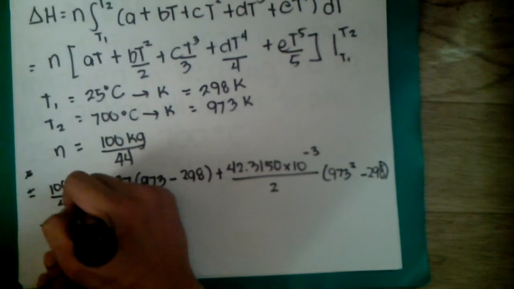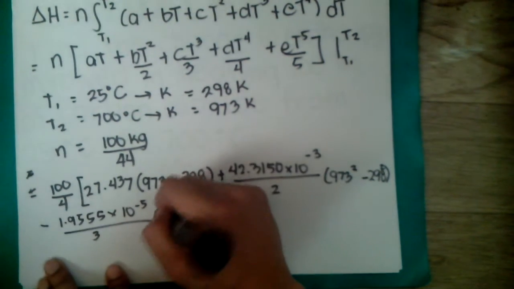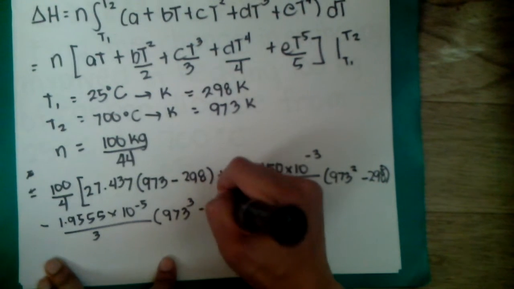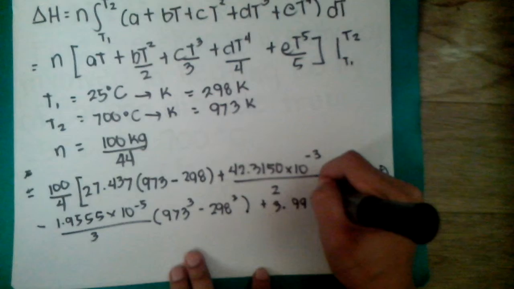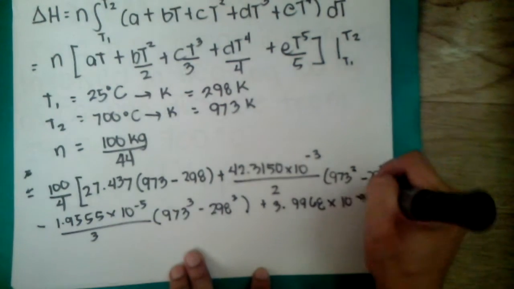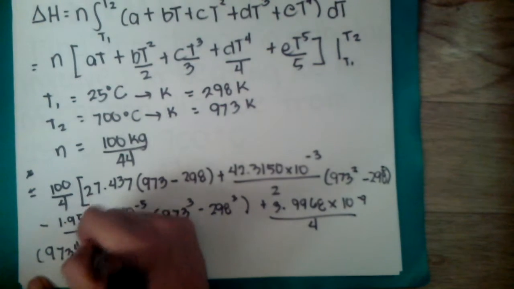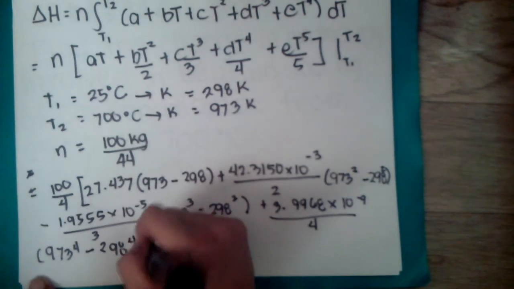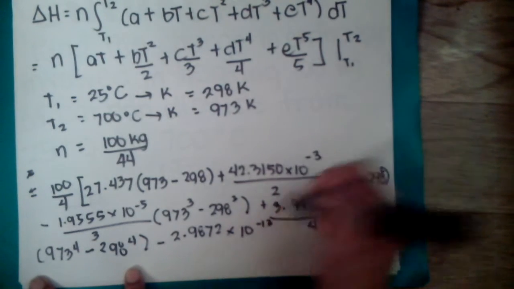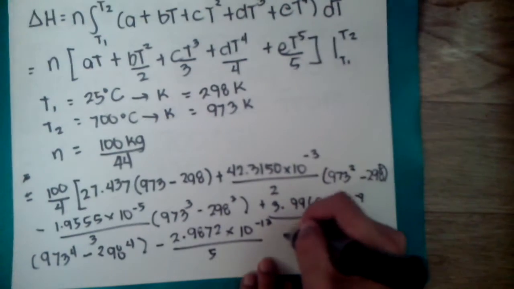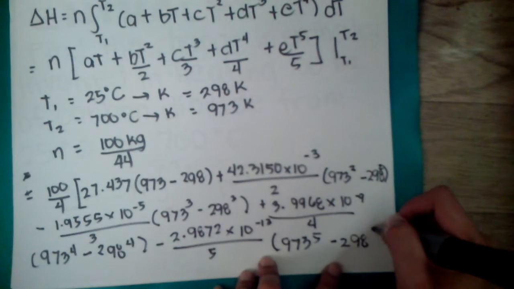minus 1.9555 times 10 to the negative 5 over 3 times 973 cubed minus 298 cubed, plus 3.9968 times 10 to the negative 9 over 4 multiplied by 973 to the 4th minus 298 to the 4th, minus 2.9872 times 10 to the negative 13 over 5 multiplied by 973 to the 5th minus 298 to the 5th.